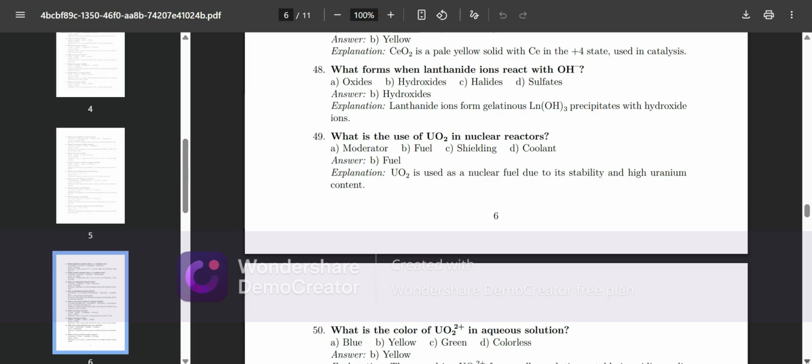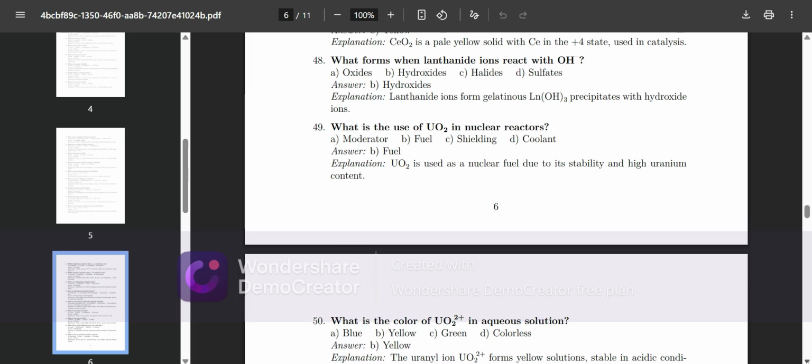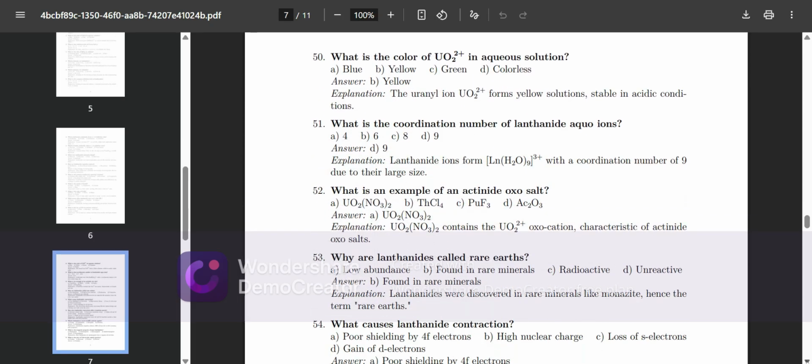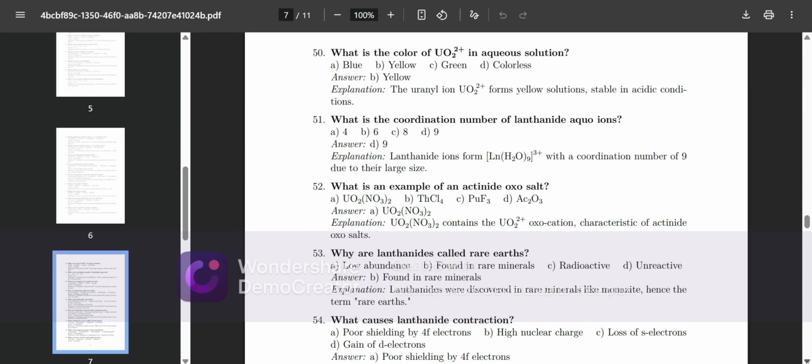What is the use of UO2 in nuclear reactor fuel? UO2 is used as a nuclear fuel due to its stability and high uranium content. What is the color of UO2 2+ in aqueous solution? Yellow. The uranyl ion UO2 2+ forms a yellow solution, stable in acidic conditions.